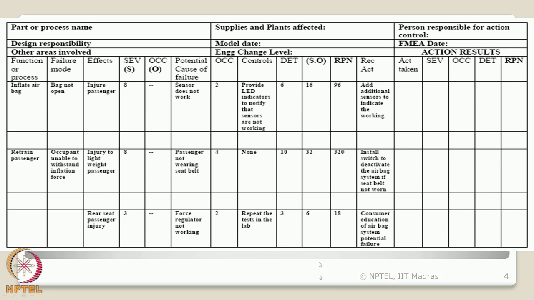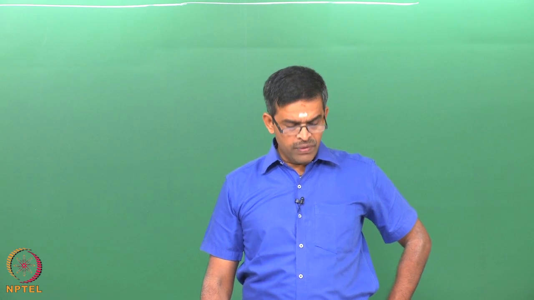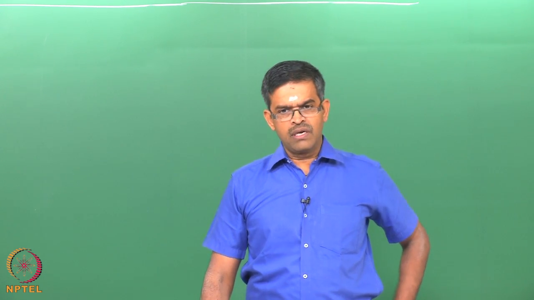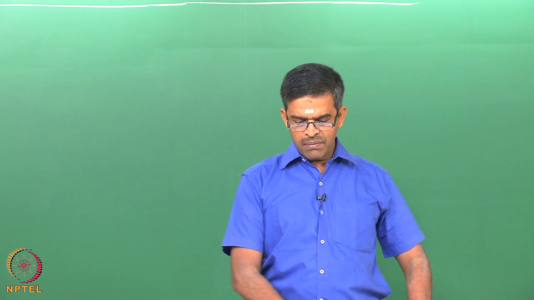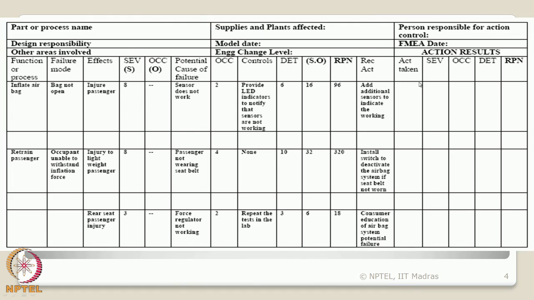Okay. So, one can easily understand from this table that the relative scale of a risk priority number will exactly tell me which component or which failure mode is most critical in the given system. Then that can be addressed. Once it is addressed, then action results are undertaken. Then once again, this can be conducted. What action has been taken?